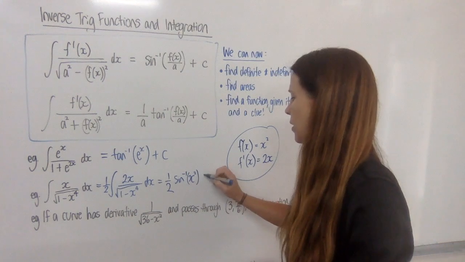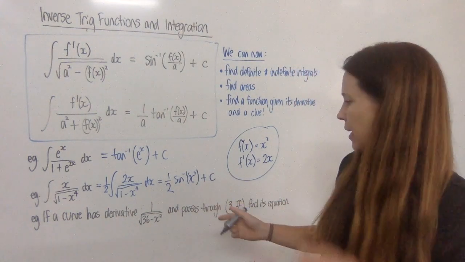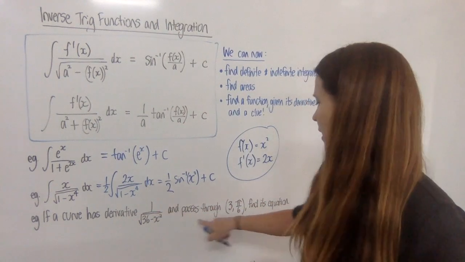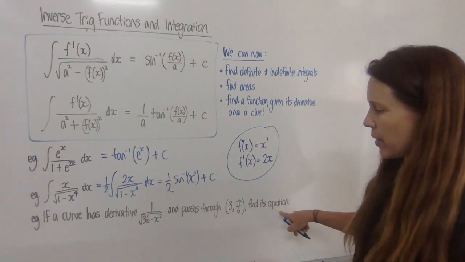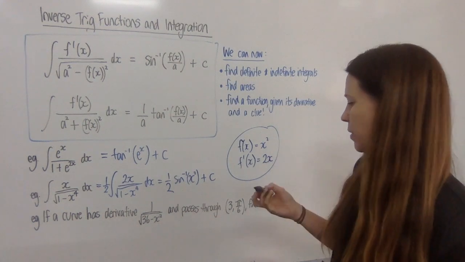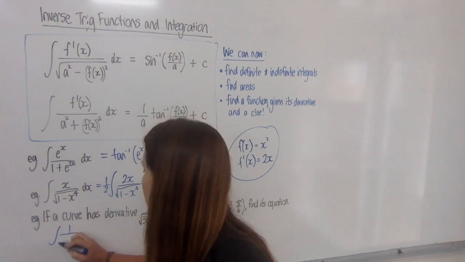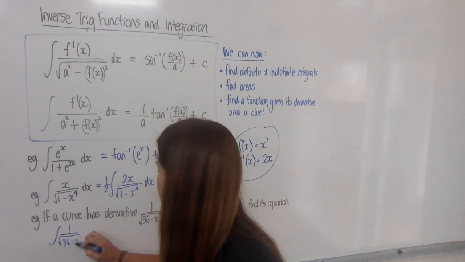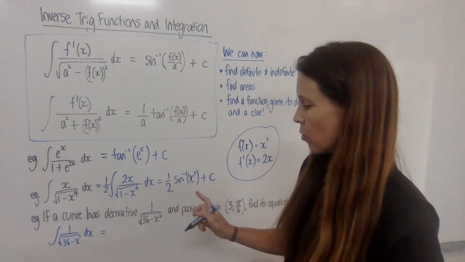This last example says if a curve has a particular derivative and it passes through a known point, that's our clue, find its equation. Okay, so we want to start by saying, all right, we want to integrate 1 over 36 minus x squared with respect to x. And when we do that, what do we get?